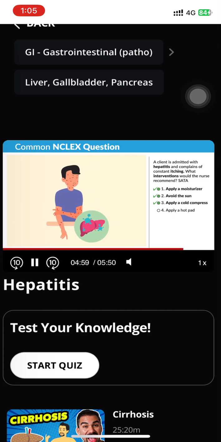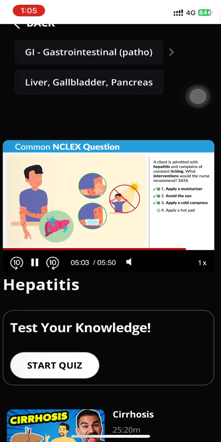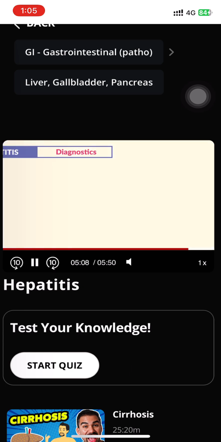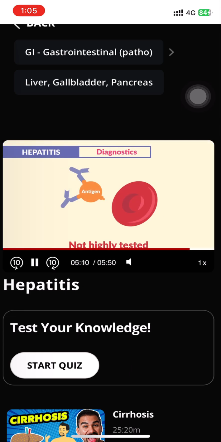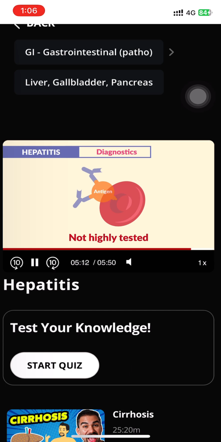So, itching is a very common complaint after hepatitis, so it's best treated with a cold press, moisturizers, as well as staying out of the heat. Now, in terms of diagnostics, the antigens are not highly tested, so I recommend not focusing on that too much.